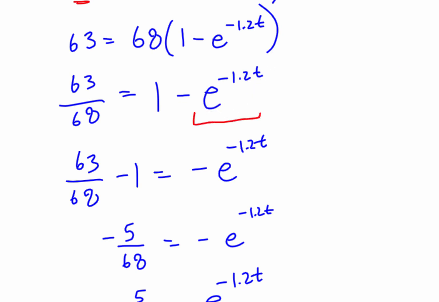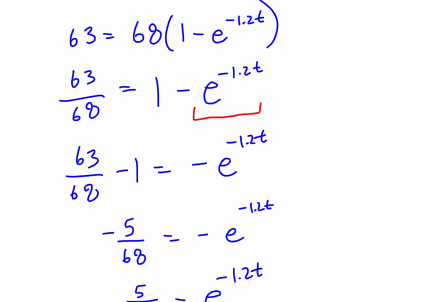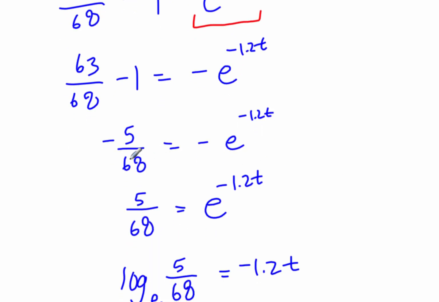Now I want to isolate this bit, so I have to get rid of this 1. So subtract 1 on both sides. When you subtract that, I think you get about that. And then both sides are negative, so I'll divide each side by -1. I come out with this.